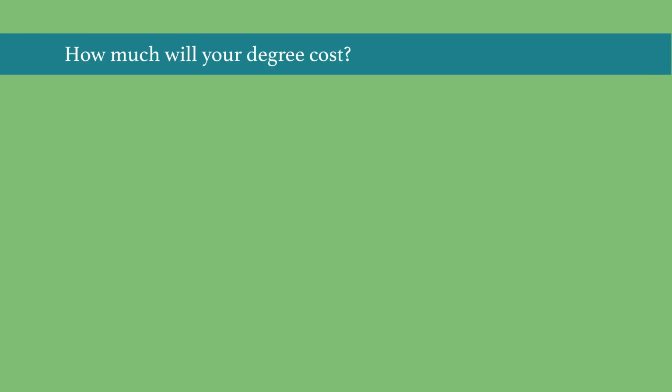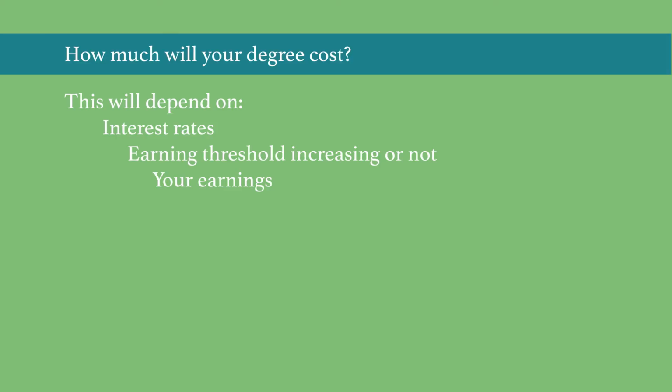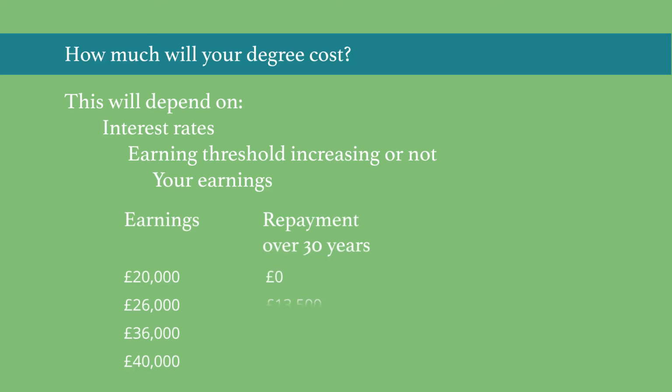So we'll now look at how much your degree will cost you in total. This will of course depend on interest rates, changes to the earning threshold, and your own earnings. You have 30 years to pay off your student loan before the remaining balance is written off by the government. This table shows you how much you would pay off if all those factors remained unchanged.